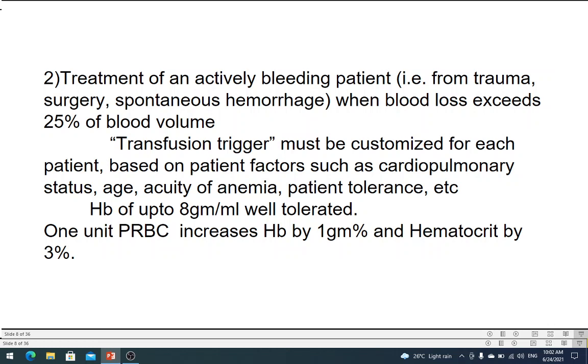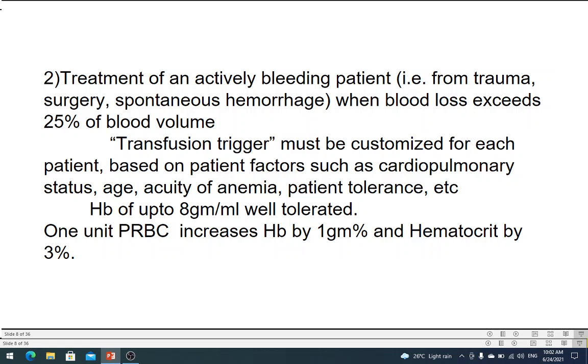So for a routine surgery, in a patient with no other major comorbidities, an HB of 8. In the olden days, about 30 to 40 years back, we used to say 10. The hemoglobin level must be 10 if you want to take the patient up for routine surgery. But now it is believed that 8 grams per 100 ml is enough.